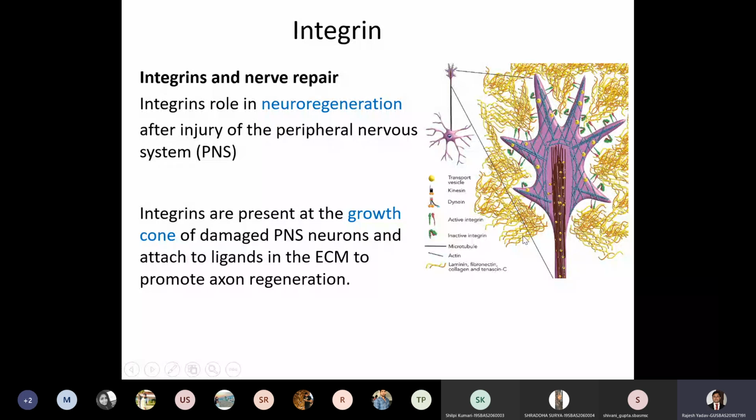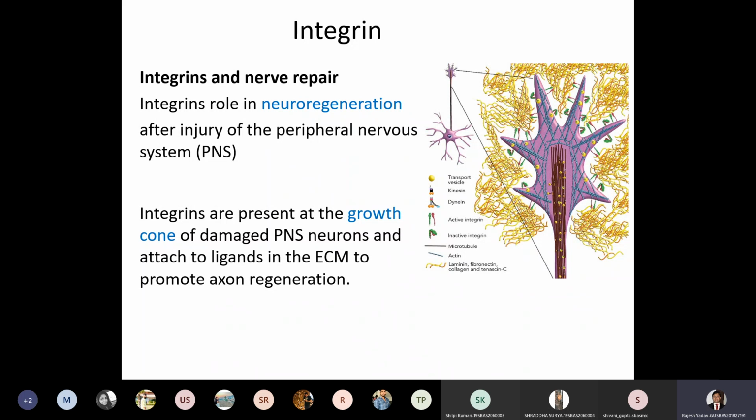And some structures you can see here, green and red. That is an active integrin. If both are green, that is an inactive integrin, and if one is green and one is red, that shows the active integrin. When the ligand is not attached to the integrin, we can say it is an inactive integrin, and when it binds and activates, it is called an activated integrin. So the function of the integrin in the peripheral nervous system is to regenerate the neurons. So if neurons degenerate in the peripheral nervous system, they may be regenerated.